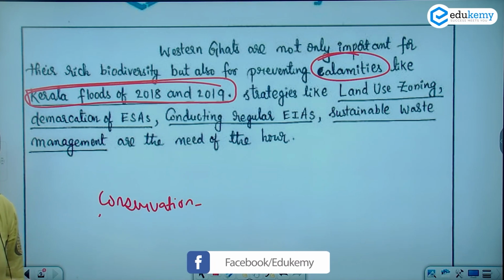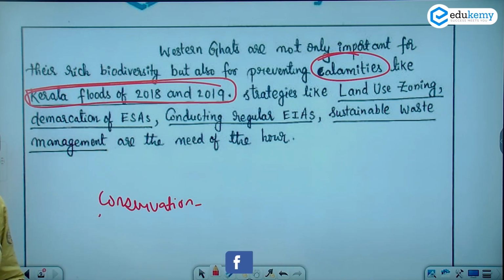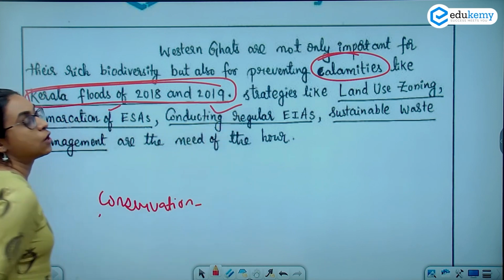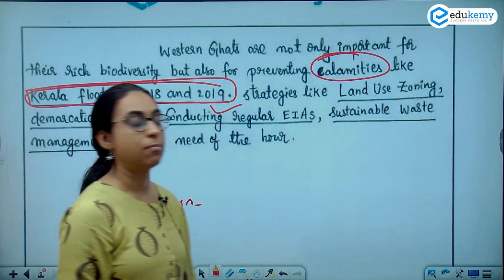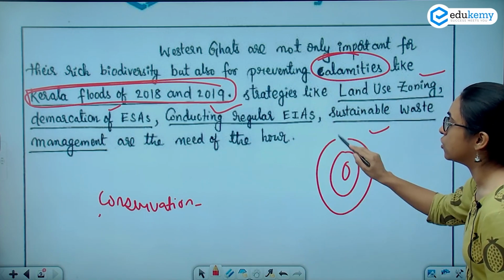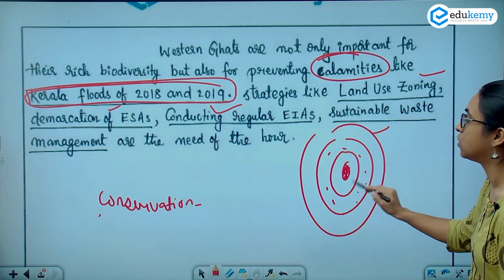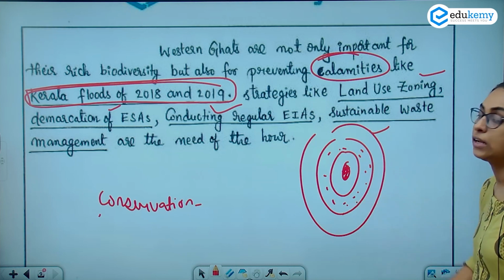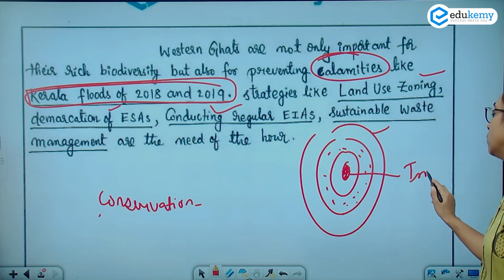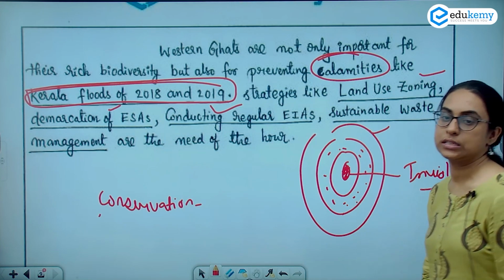Then, how do you conserve it? One, we have already outlined the strategy. What more steps are we taking? We are demarcating the ESAs. We are conducting EIAs. We are going for sustainable waste management. And also, we are going for land use zonation, so that the very sensitive areas are kept inviolate. There are no harmful human activities, right?